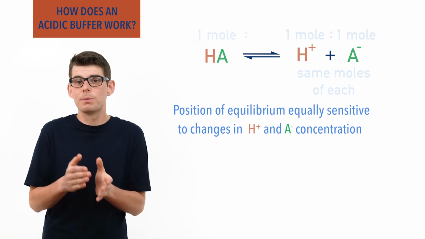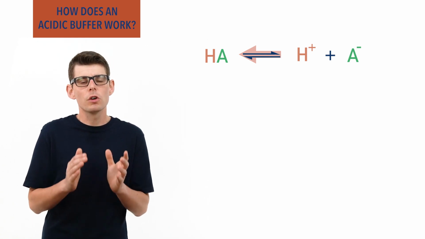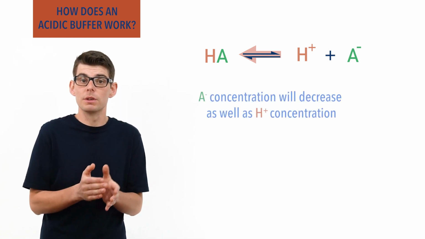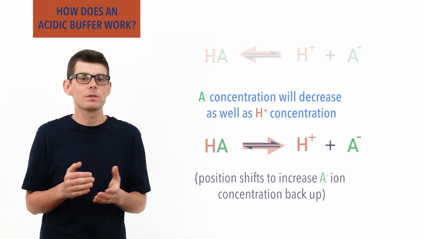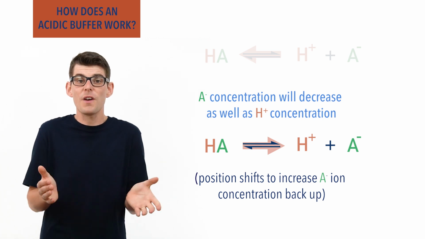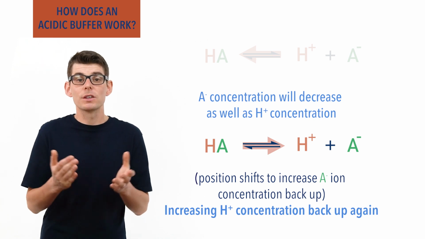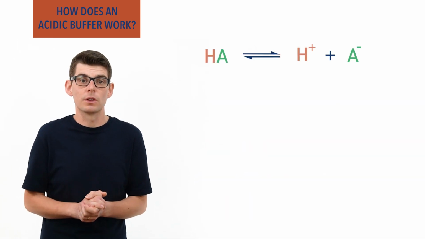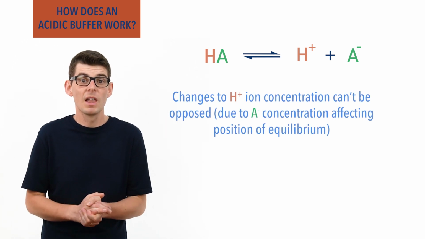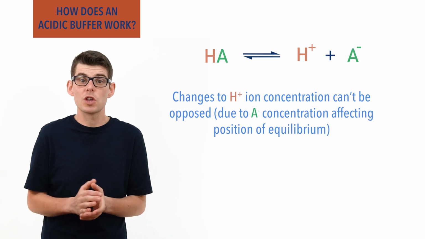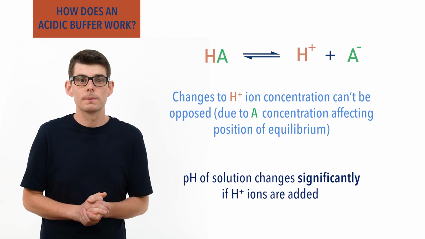If the position of equilibrium shifts and H+ combines with A- to form more HA, the concentration of A- would start to decrease as well, and the position of equilibrium would have to shift back again to counter this decrease in A-, effectively increasing the H+ ion concentration back up again. As a result, any changes in H+ ion concentration can't really be opposed by the position of equilibrium shifting, and this means the pH of the solution changes significantly if H+ ions are added or removed from it.